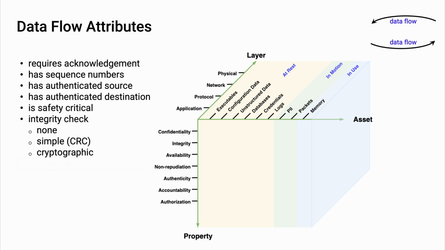Finally is encryption, which also has three options. The first option is no encryption. The second is symmetric encryption. And last is asymmetric encryption.